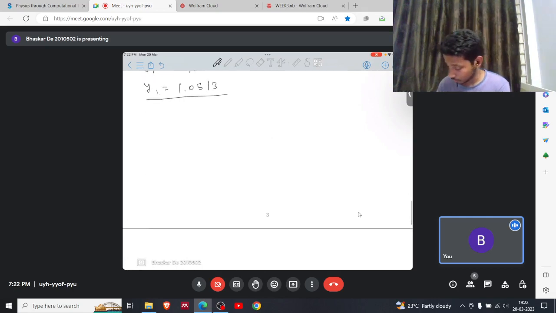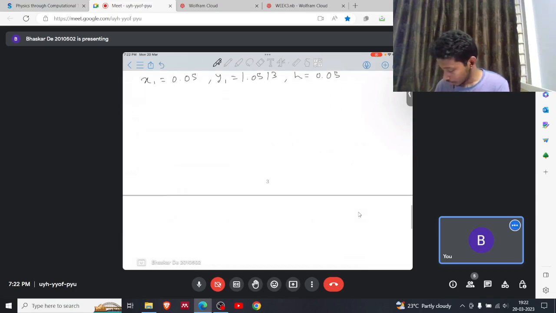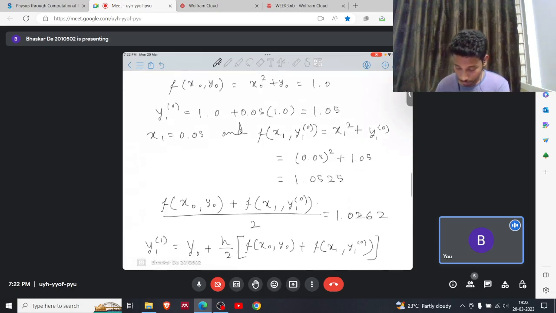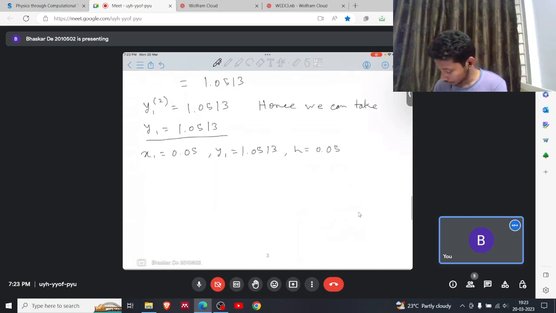Now again we will repeat the procedure with x1 equal to 0.05, y1 equal to 1.0513, and h equal to 0.05. Then we can repeat this whole procedure starting from this particular line, and we will obtain the value of y2.